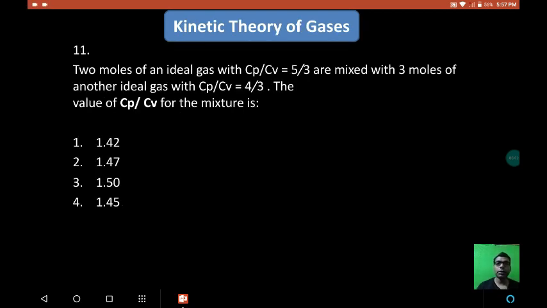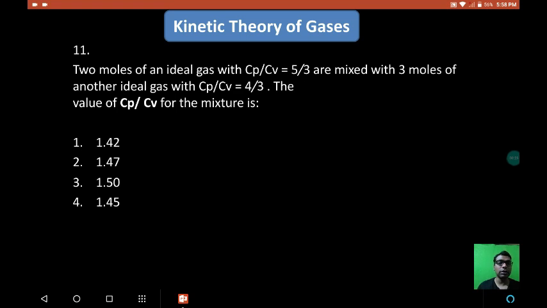So next problem is from the kinetic theory of gases. The question is 2 moles of an ideal gas with the Cp by Cv is 5/3 are mixed with 3 moles of another ideal gas with Cp by Cv as 4/3. Now we have to find the Cp by Cv of the mixture. Means we have given 2 gases which are going to mix, which have 2 moles and 3 moles.